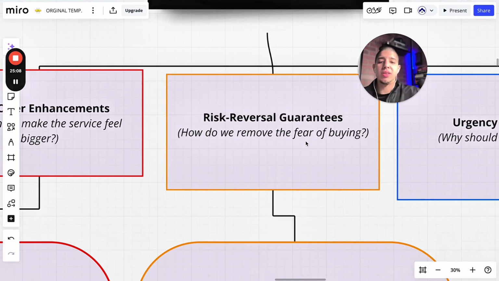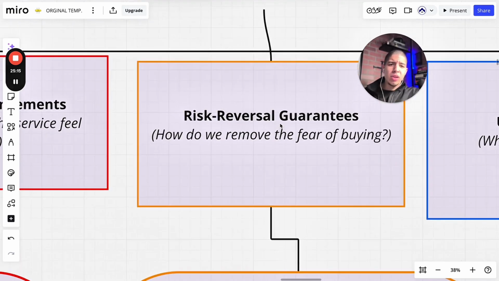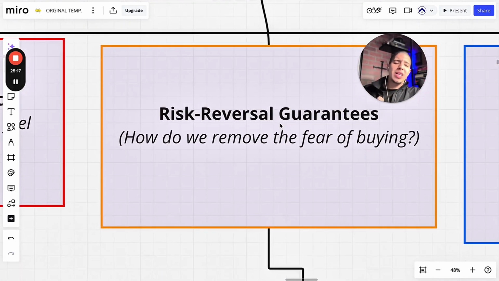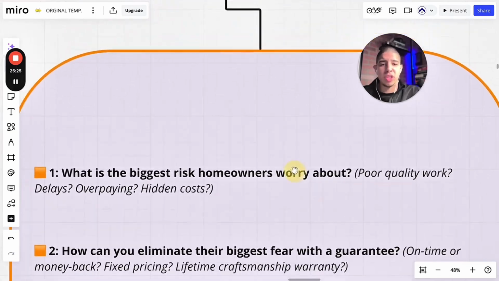Risk reversal guarantees. How to remove the fear of buying, right? How do you remove that? Everybody knows. I like the quote. I just need to think about it. Or let me talk to my wife. Or I'll call you back. Let me look this over. I'll call you back. Guess what? Do you ever hear back from them? Yeah. You should probably watch this video then.